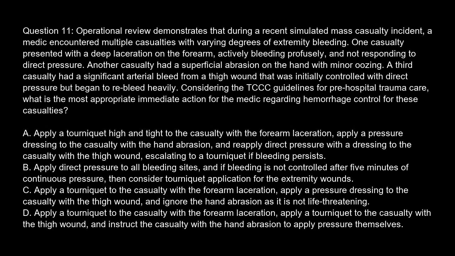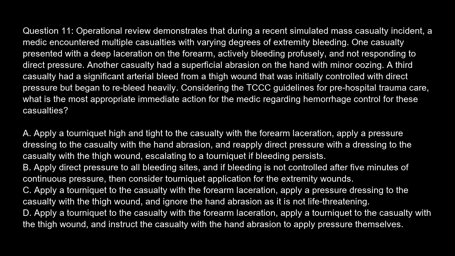Option A. Apply a tourniquet high and tight to the casualty with the forearm laceration. Apply a pressure dressing to the casualty with the hand abrasion, and reapply direct pressure with a dressing to the casualty with the thigh wound, escalating to a tourniquet if bleeding persists. Option B. Apply direct pressure to all bleeding sites, and if bleeding is not controlled after 5 minutes of continuous pressure, then consider tourniquet application for the extremity wounds.